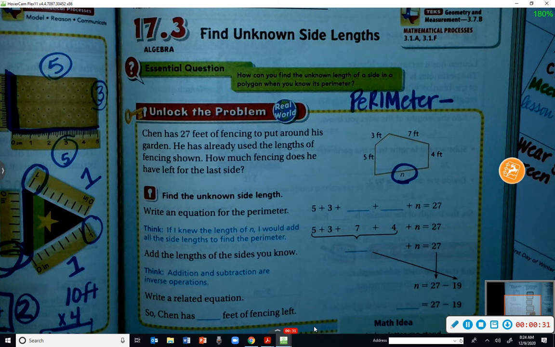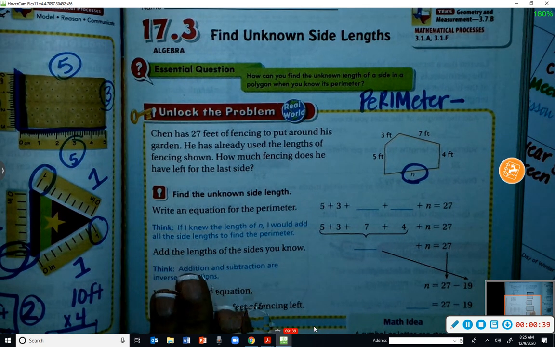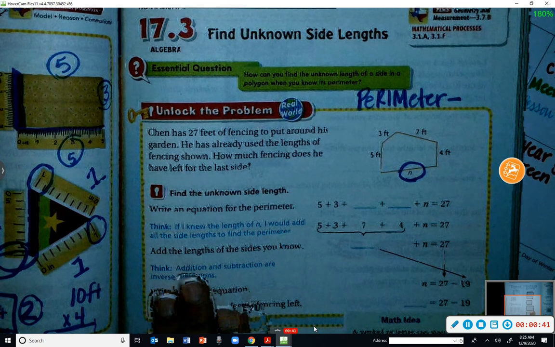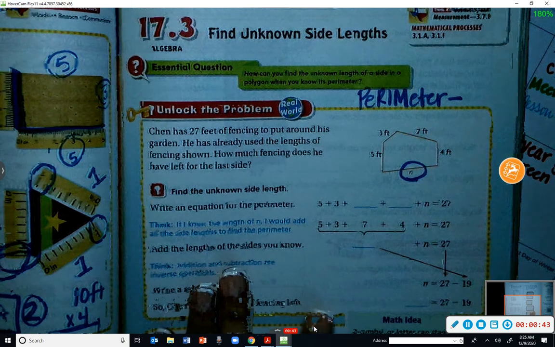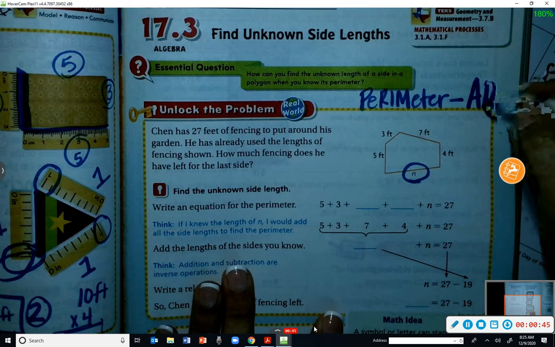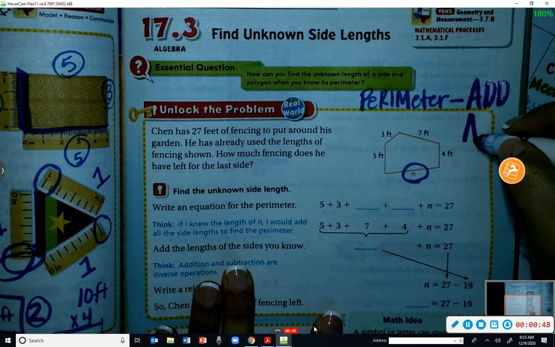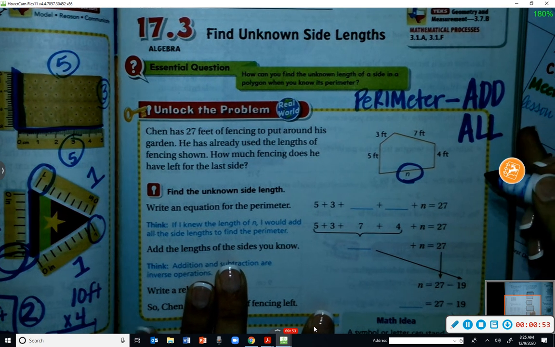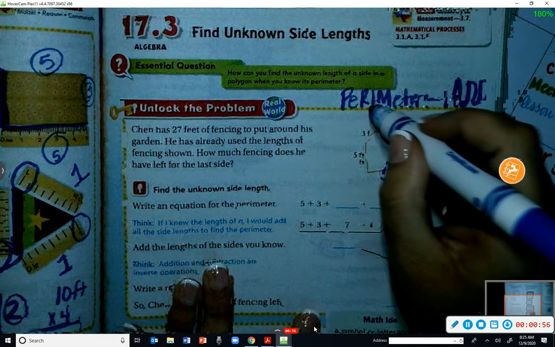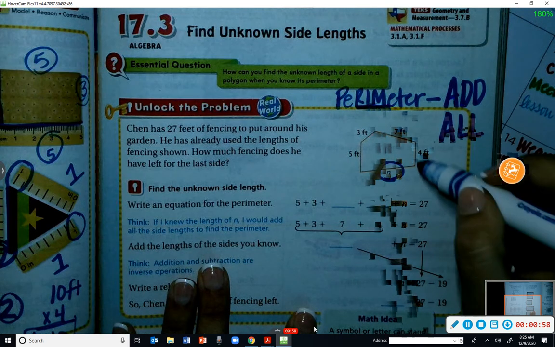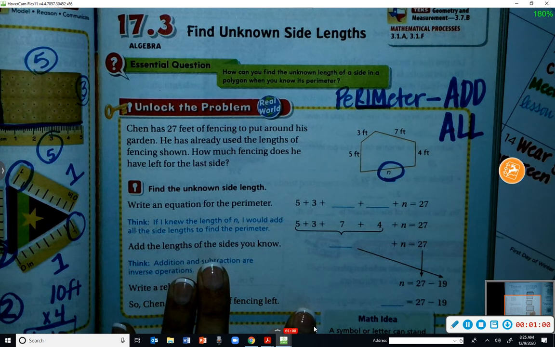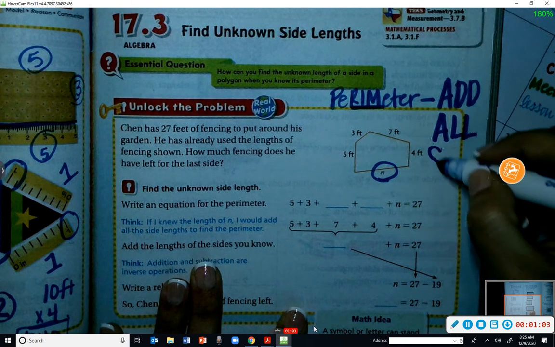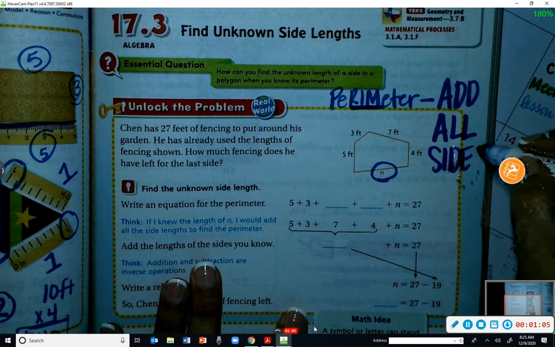What do we do, Bryson? Either multiply or is it divide? Neither. Add? Add what? No. For perimeter, remember rim means rim going around the outside edges. So you're going to add all sides. Okay?